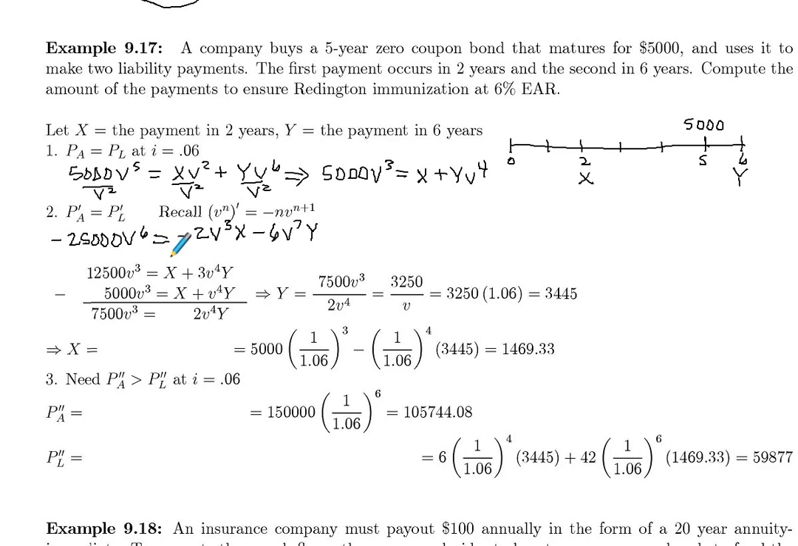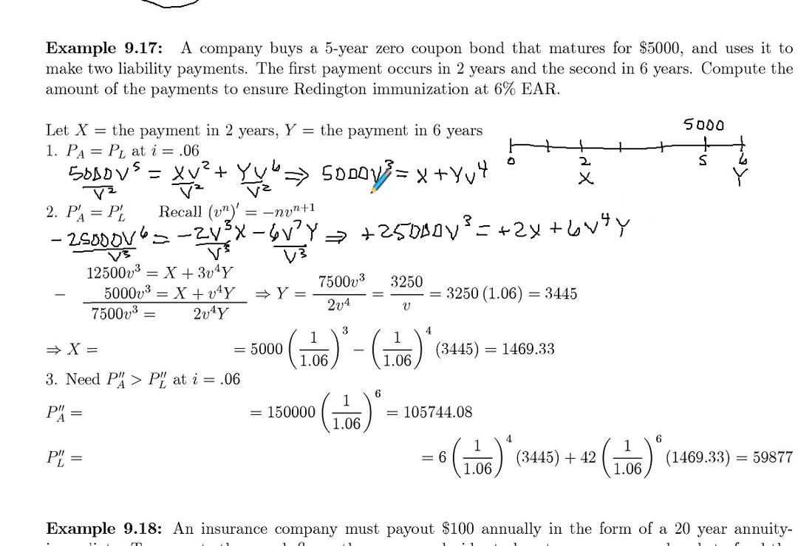Notice again we've got a common factor here that we can cancel out all the way across. So we've got a v cubed, so we can cancel v cubed all the way across. And that's going to give us negative 25,000 v cubed equals, these v cubed will cancel, negative 2x, and then minus 6, cancel 3 v's, we've got 4 left, so v to the 4th y. And then all these terms are negative, so multiply through by negative 1 on both sides.